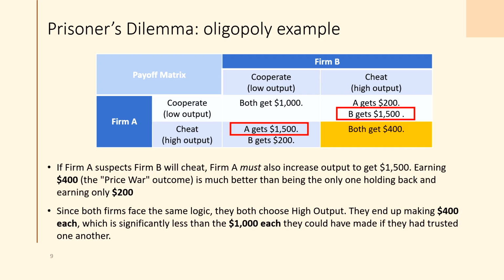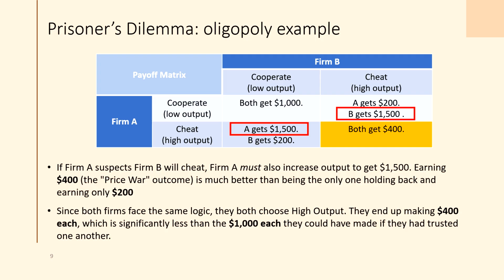Now let's look at the payoffs. If both firms cooperate and keep output low, each earns $1,000. This is the best joint outcome. If firm A cooperates but firm B cheats, then A earns only $200 while B earns $1,500. If A cheats and B cooperates, A earns $1,500 while B earns $200. If both cheat and expand output, price falls and each earns only $400.